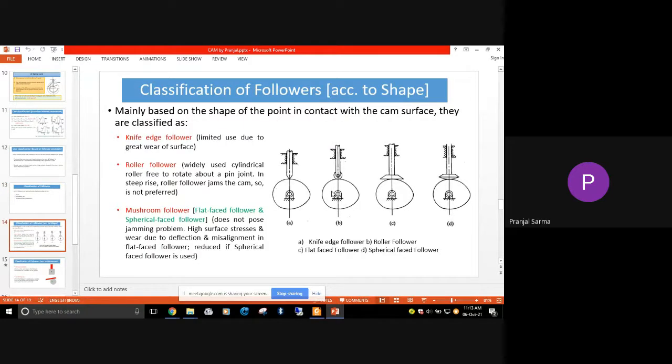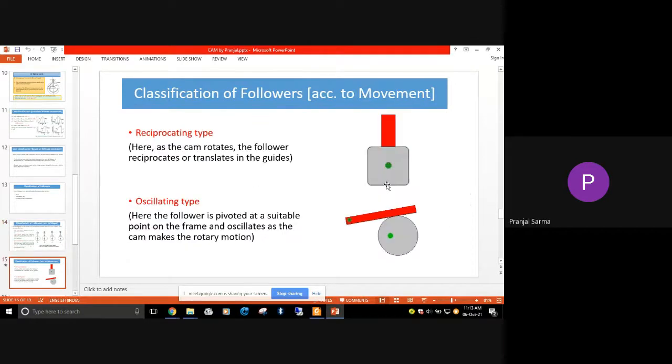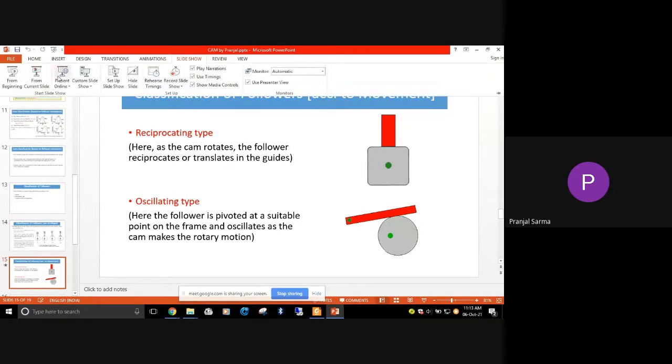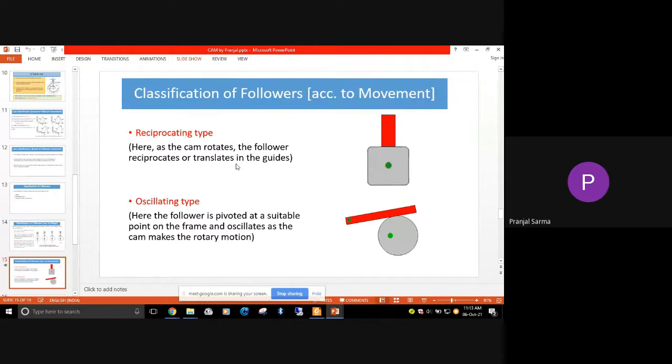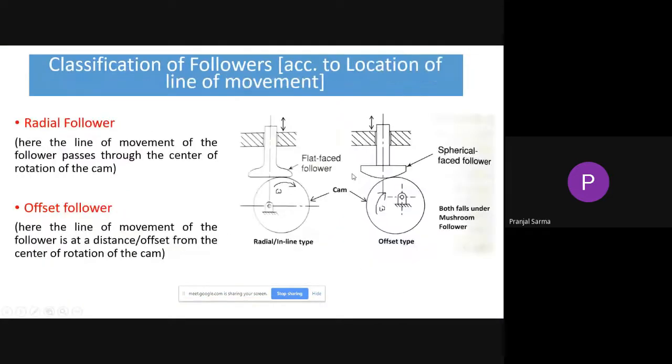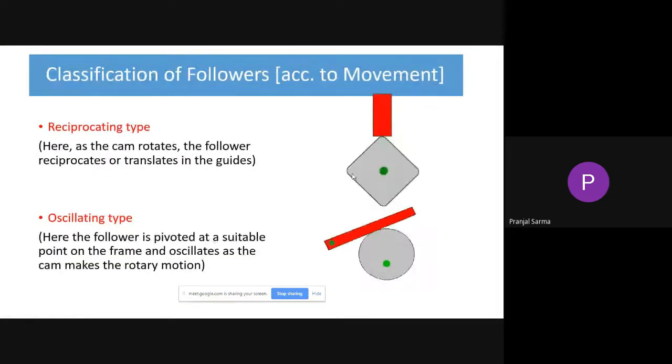There we discussed the knife edge follower, based on the shape of the point in contact with the cam surface. Here you can see it is a kind of knife edge. Here you can see there is a roller attached. Similarly, we can have a mushroom follower and so on. Similarly, based on what kind of motion it is getting, whether reciprocating motion or oscillating motion, we can classify reciprocating as well as oscillating type of follower.